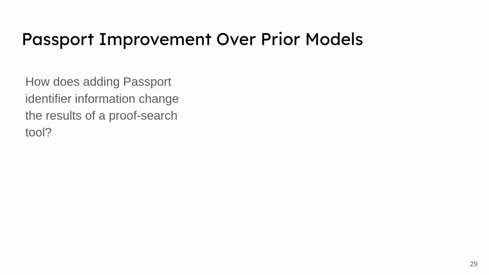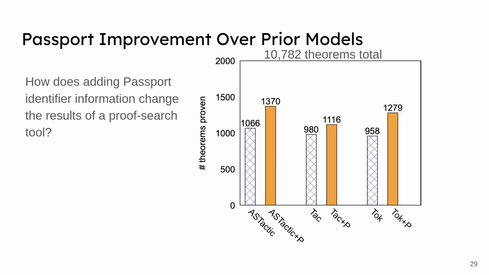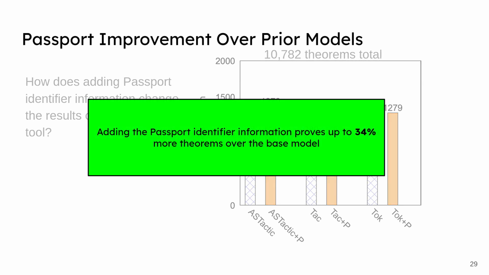So to answer our first question, we had a few different base models. One is ASTactic, the model developed as part of CoqGym originally, and the other two are Tac and Tok, models that are based on ASTactic and integrate proof script information. And what we found is that we can significantly improve on all of these models by adding Passport information. So adding the Passport identifier information proves up to 34% more theorems over the base model.